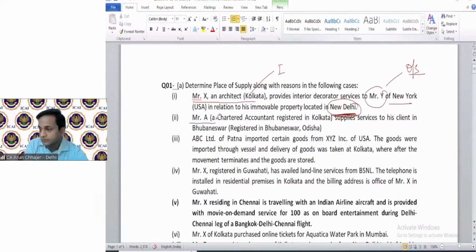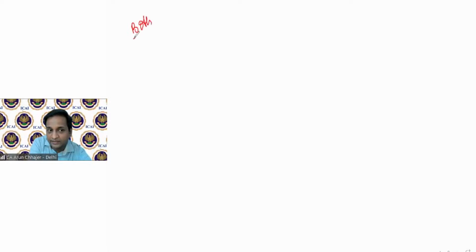Now let's move to the next question. Very nice, Sriram. Really appreciate it. Mr. A is a chartered accountant registered in Calcutta, supplying the service to his client in Bhubaneswar, who is registered in Bhubaneswar. The brief background. Now, because both parties are in India, the supplier as well as the recipient, both are in India. Therefore, I will apply section 12.